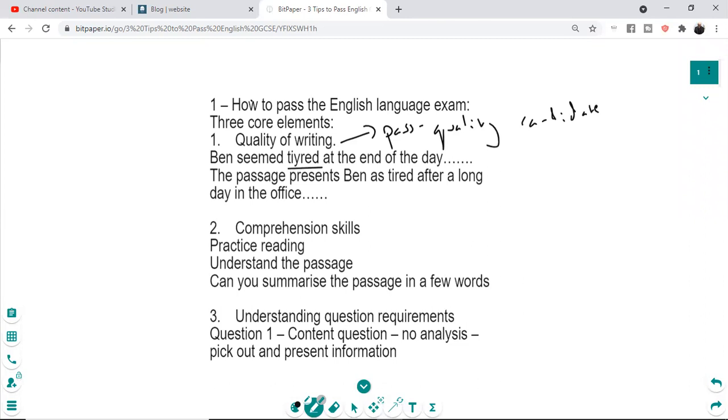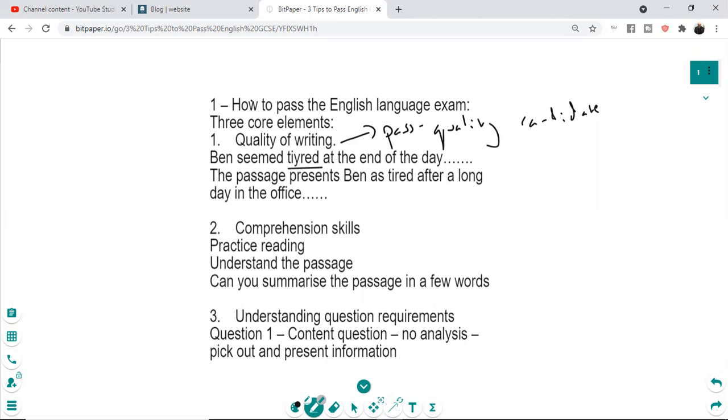Honestly, I could have put this as 1, 2, and 3. Quality of writing, quality of writing, quality of writing. If you get this down and you improve the quality of your writing to a good standard, you've got a much better chance of passing the exam. Far better. So that's the first one there.